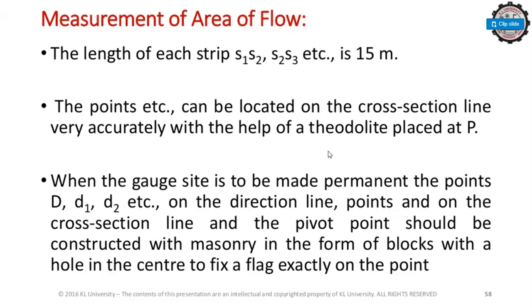The points S1, S2, etc. can be located on the cross-section line very accurately with the help of a theodolite placed at P. When the gauge site is to be made permanent, the points D1, D2, etc. on the direction line, points on the cross-section line, and the pivot point should be constructed with masonry in the form of blocks with a hole in the center to fix a flange exactly on the point.